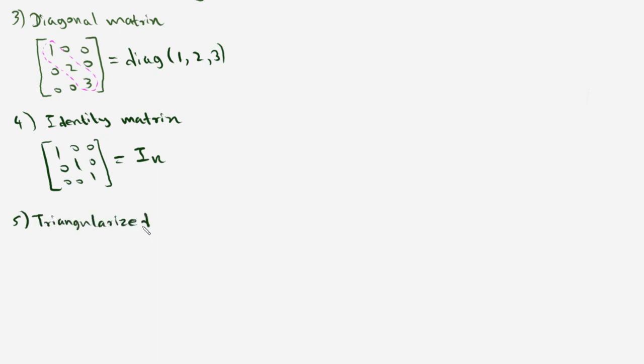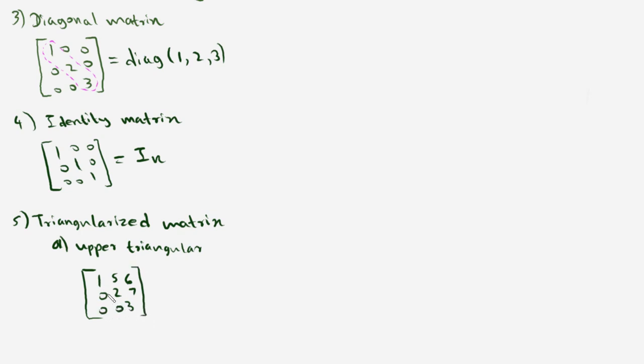Triangularized matrix. So the first type is upper triangularized matrix. If all the elements which are up to the diagonal are filled with some non-zero values, and all the elements that are downside within the diagonal are 0, then such a matrix is upper triangular.